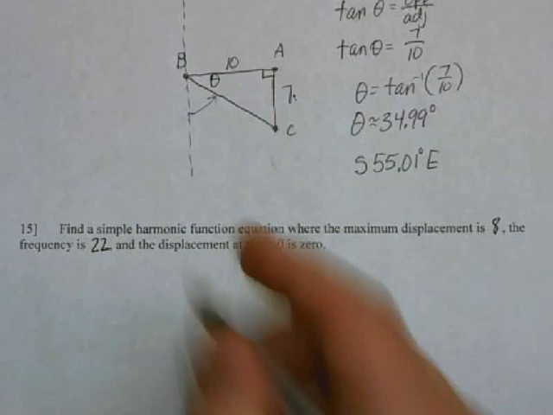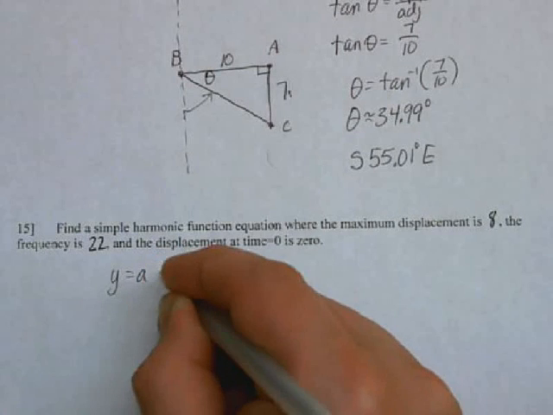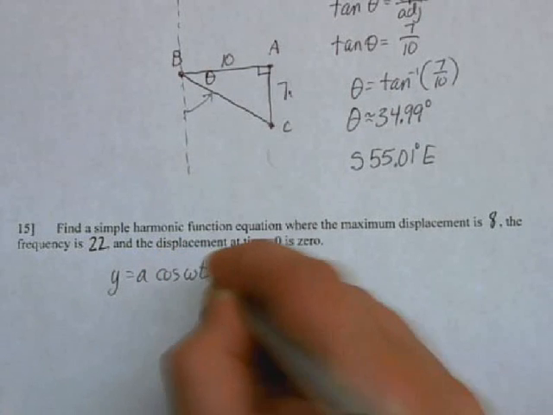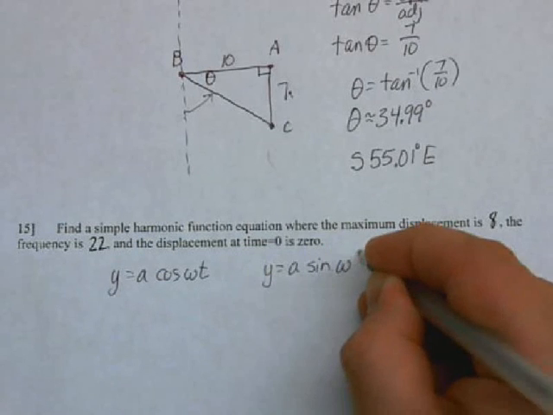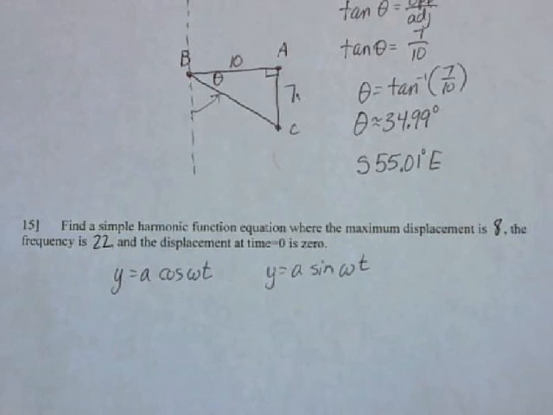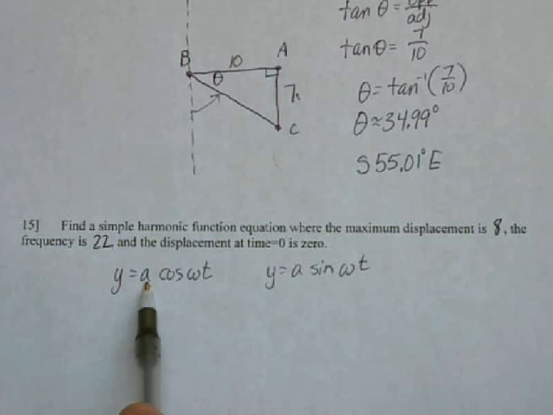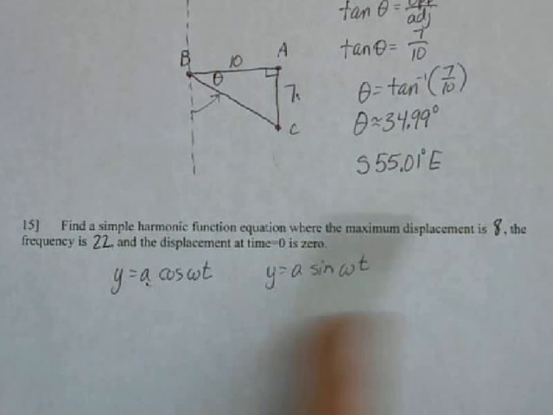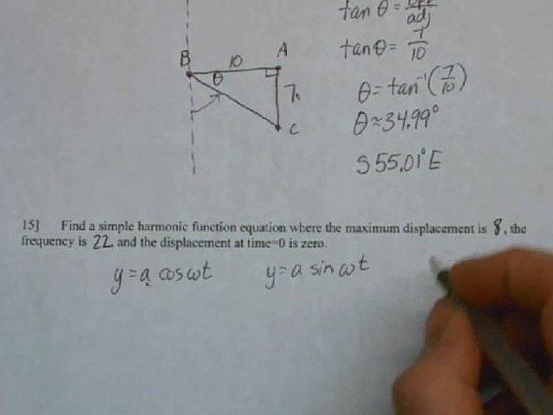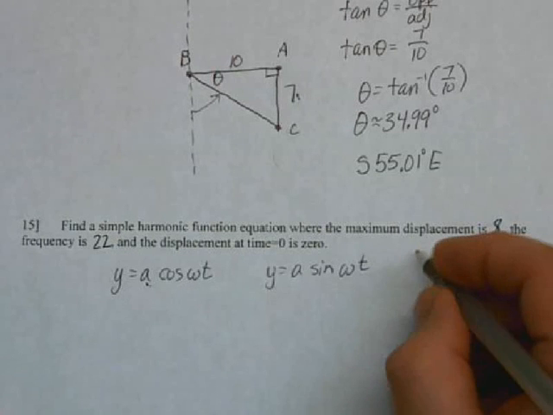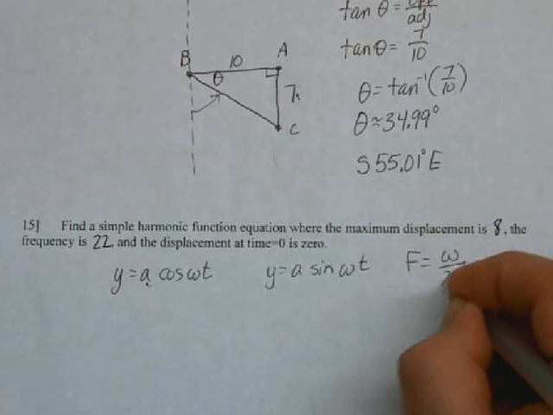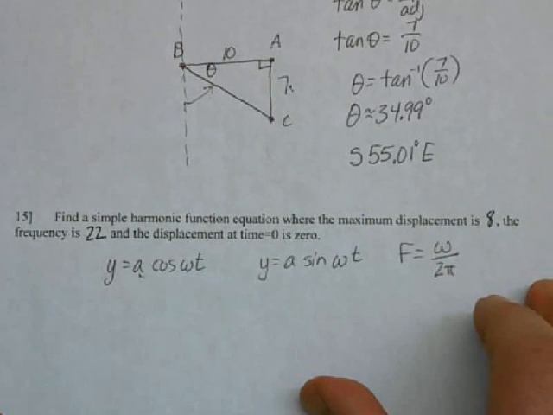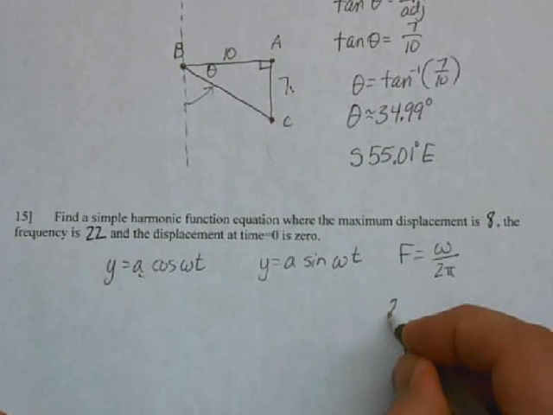Then our last one, simple harmonic motion, can be found either with sine or cosine. So A, or the absolute value of A, is the maximum displacement. So that's 8. The frequency is 22. Now we're not going to put 22 in for omega. We know that frequency is omega divided by 2 pi. So we'll solve for omega by plugging in 22 for f.